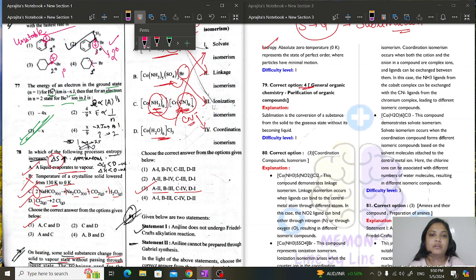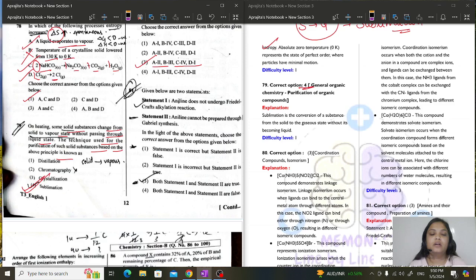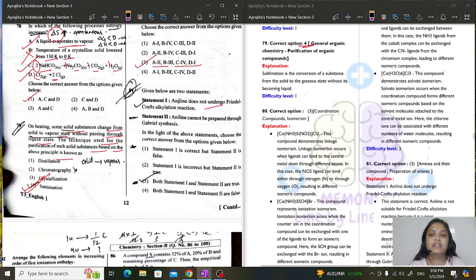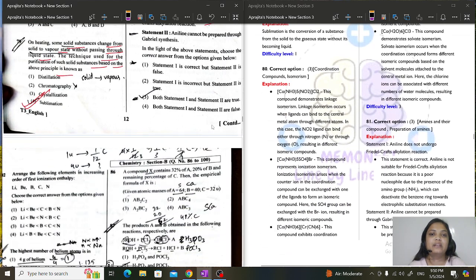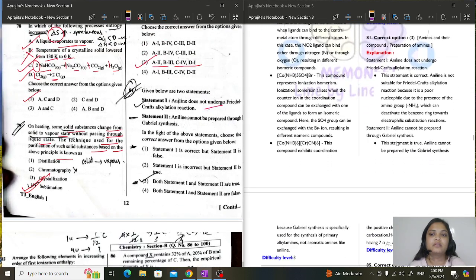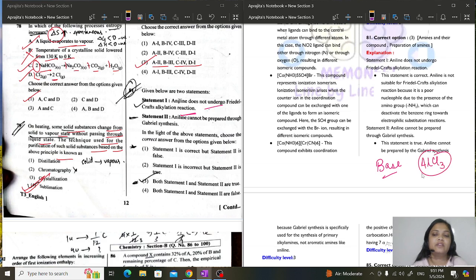Next up is question number 81. So class, in question number 81, statement 1 says aniline does not undergo Friedel-Crafts alkylation reaction, and statement 2 says aniline cannot be prepared through Gabriel synthesis. Yes, aniline does not undergo Friedel-Crafts alkylation because it's a base, and in Friedel-Crafts alkylation we are using anhydrous AlCl3, which is a Lewis acid. So they can undergo an acid-base reaction, and moreover, because of the NH2 group, aniline is a poor nucleophile, and it deactivates the benzene ring towards electrophilic substitution reactions.